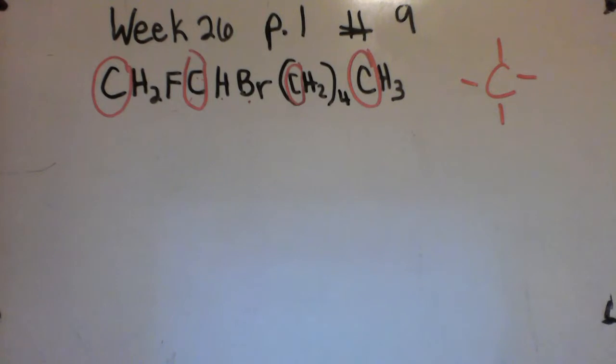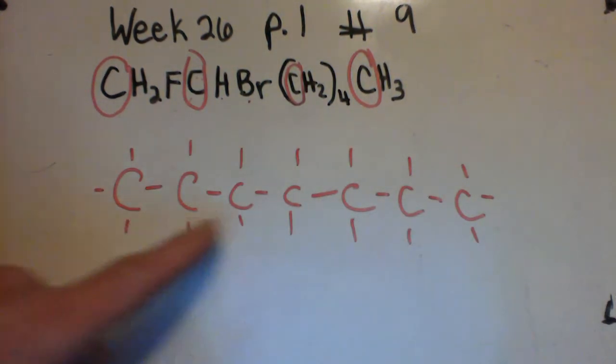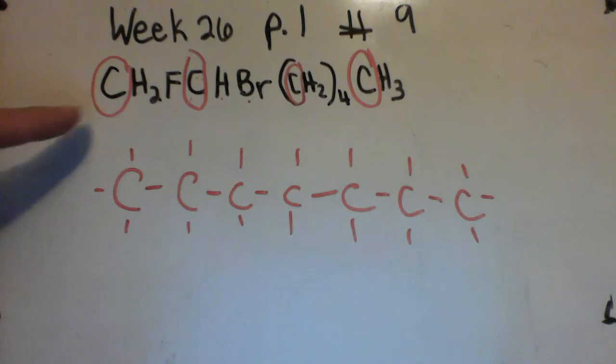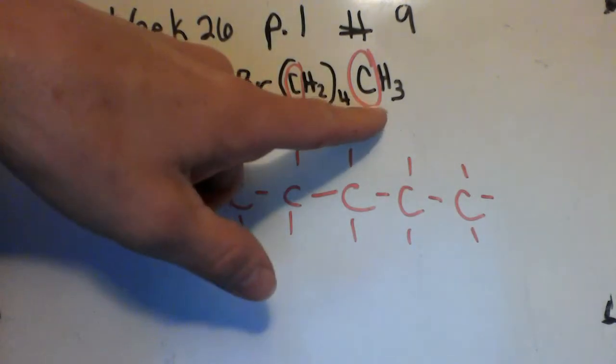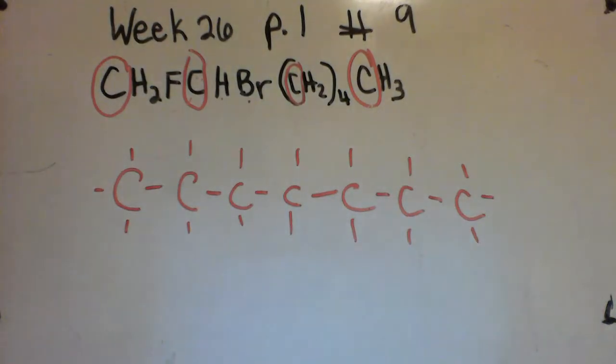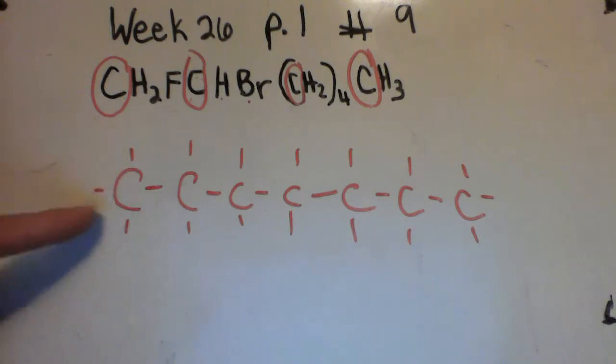So we can draw that out in a larger scale model. I've drawn a chain of 7 carbons because we have 1, 2, plus 4 is 6, and 1 more is 7. So there's 7 carbons in this chain. I've also shown that each carbon has 4 bonds, so each one has 4 little lines around it showing the bonds.